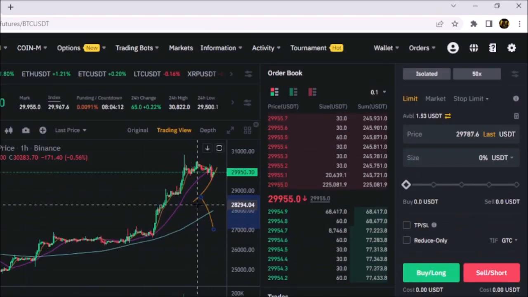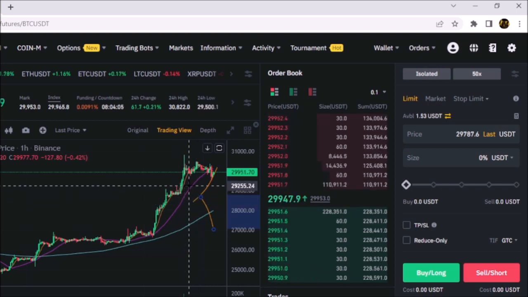All your money will have been taken. So you have to be keen when it comes to leverage. You have to understand exactly how you can use leverage. That's why I'm trying to explain to you all those things that you have to understand.